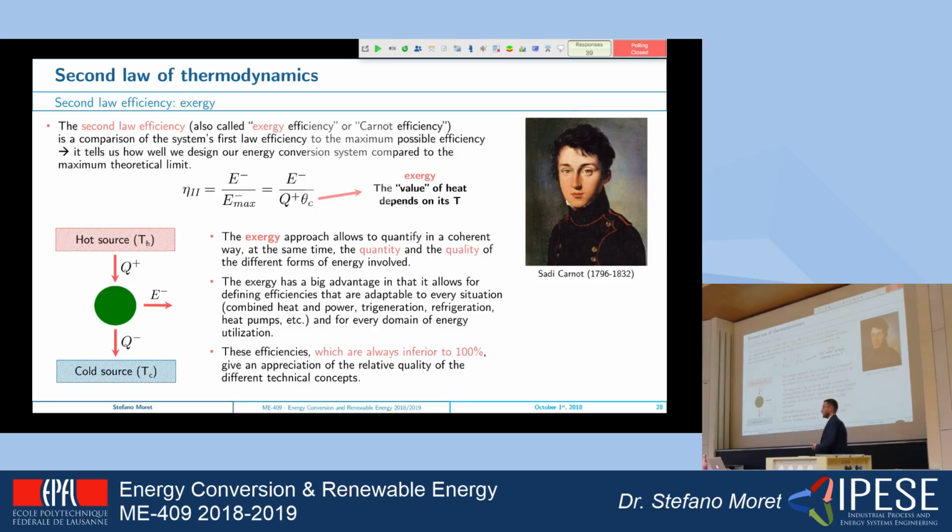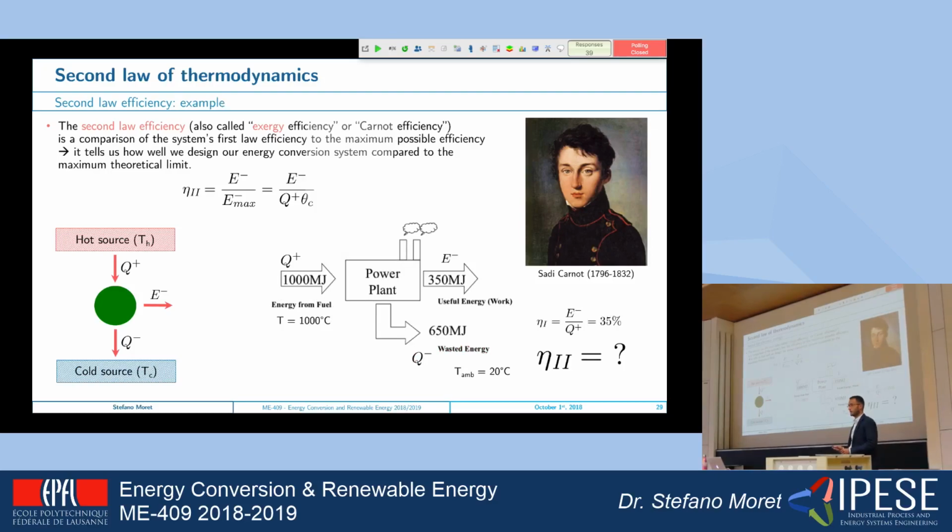As I told you before, the first law efficiency sometimes has an ambiguous definition, or at least can be problematic because it has values that can be higher than 100%. The second law efficiency has an advantage because it defines efficiencies which are always lower than 100%. And it allows us to also compare more complex systems such as cogeneration, trigeneration systems, heat pumps. With the second law efficiency, we have a basis to compare all these systems. Let me take some minutes more to finish this part, because the second part will be a bit shorter.